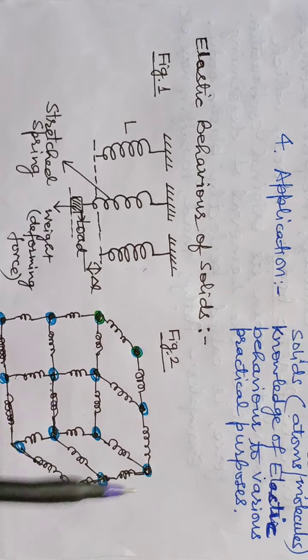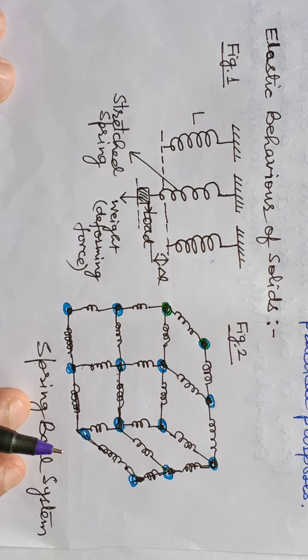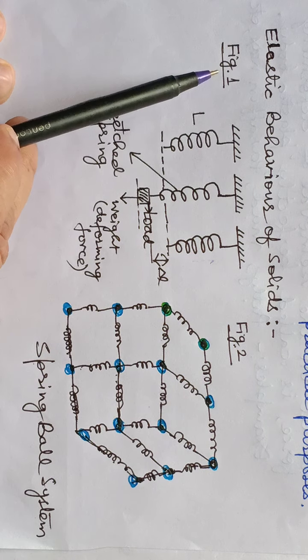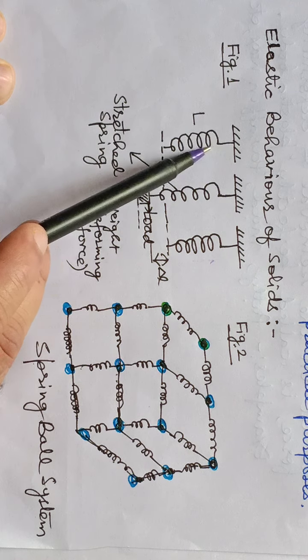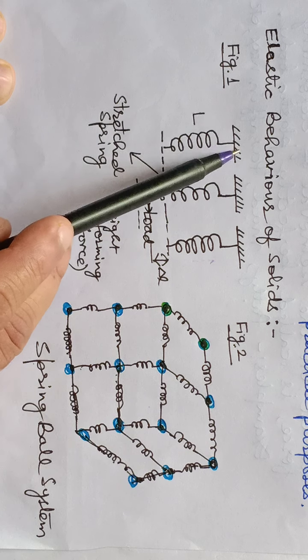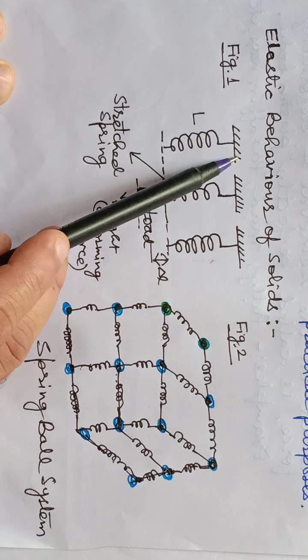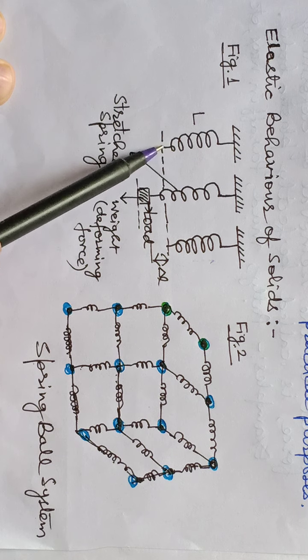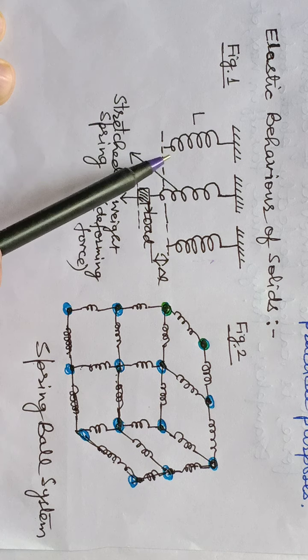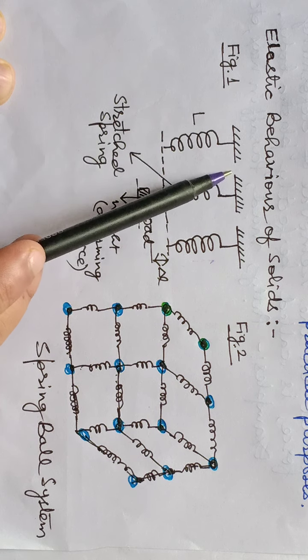Now let us learn about the elastic behavior of solids. So first, see this picture, this figure 1. In the figure 1, the first spring is hanged, suspended from a rigid support but unattached with a load. So it has a length capital L, original length.